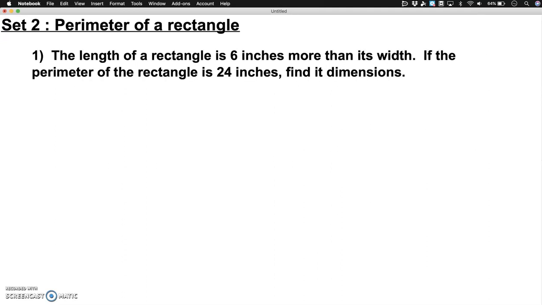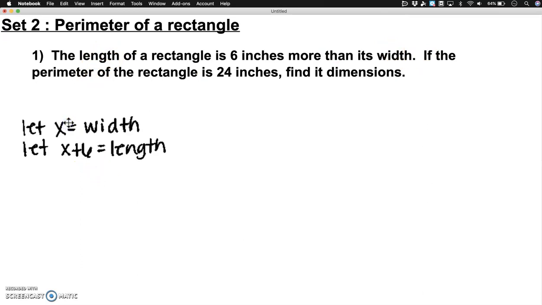The next set of problems is perimeter. The length of a rectangle is 6 inches more than the width. If the perimeter of the rectangle is 24 inches, find its dimensions. So we have two variables here, the length and the width. We're going to let x equal the width, and we know the length is 6 more than its width. So the length is equal to x plus 6.